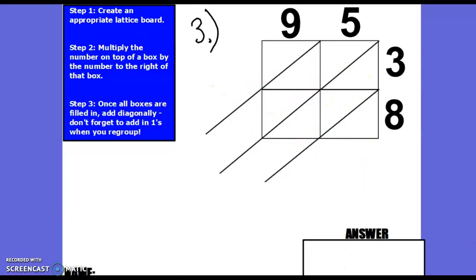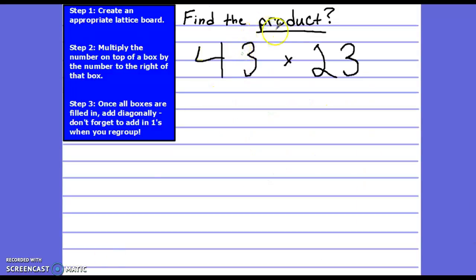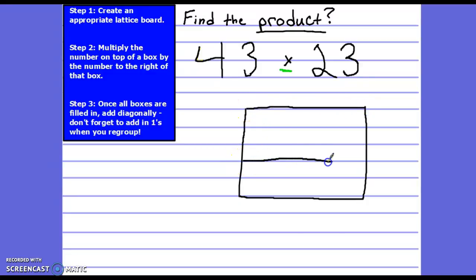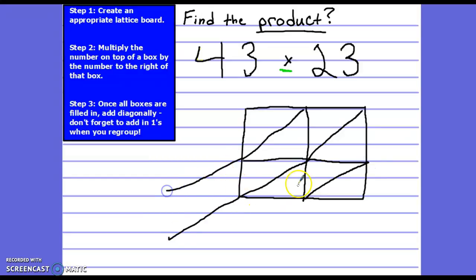Now, normally, I don't provide the lattice box for them. So if we were asked the question to find the product of 43 and 23, first of all, I know that that word product means I'm multiplying. Second, I need to follow these same exact steps. Creating a double-decker multiplication chart using lattice is step 1. Step 1, create that appropriate lattice board. So here's my appropriate lattice board with a 4-square box. I'm slicing them diagonally so I know exactly where my multiplication answers are going, and then I extend, extend, extend.